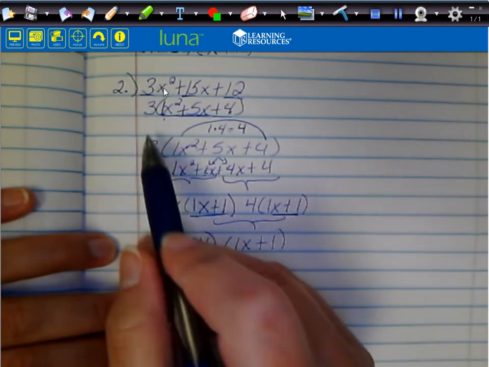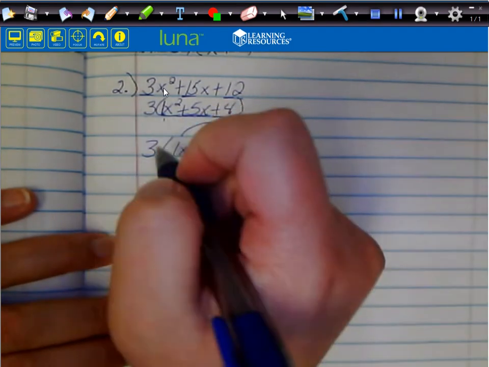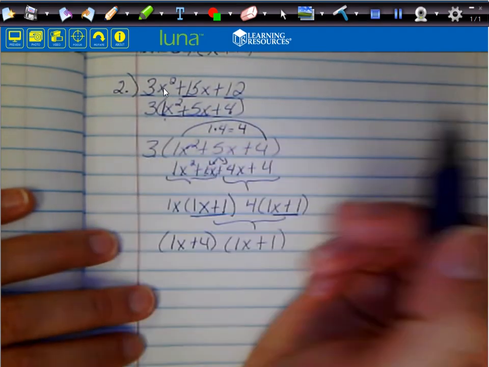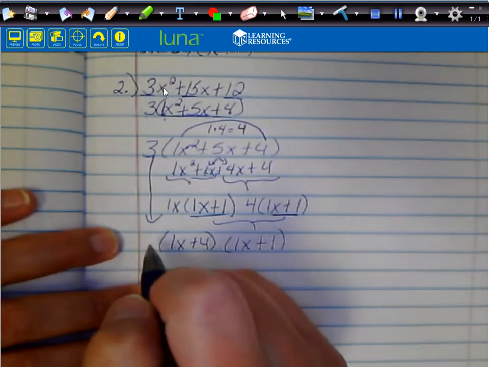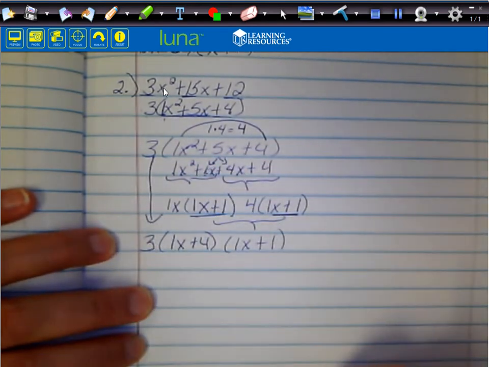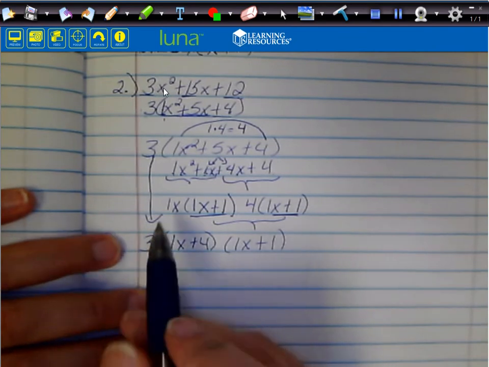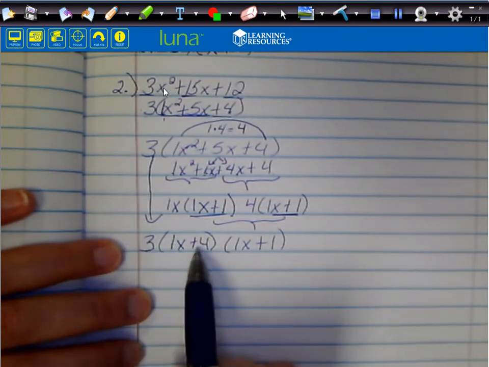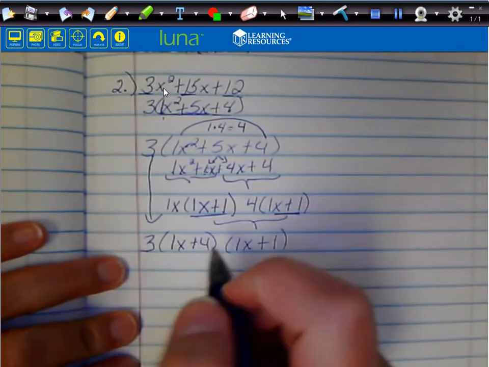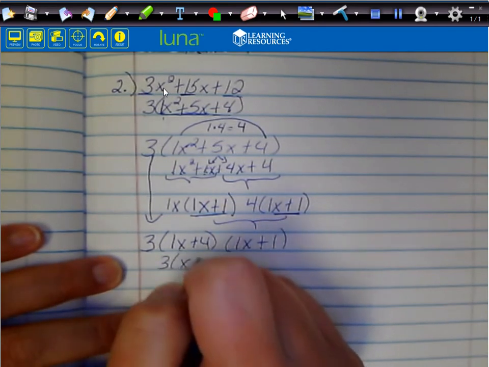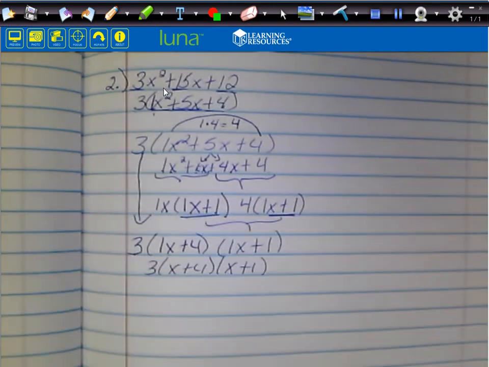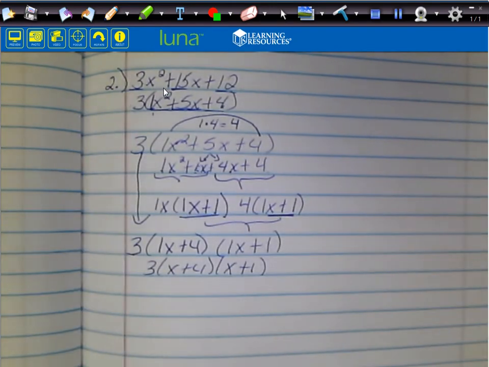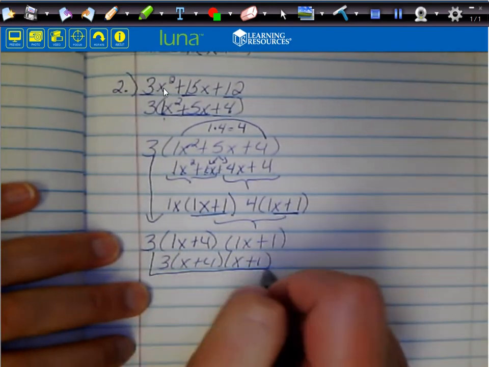Now, there's something important here. Remember up here, I took out that 3x. That was my GCF to begin with. I have to remember to bring that down in my final answer because that is part of my final answer here. So my answer is 3 parentheses x plus 4 parentheses x plus 1. Again, I'm just going to rewrite that without the 1's in front of the x's. So this right here is my final answer.